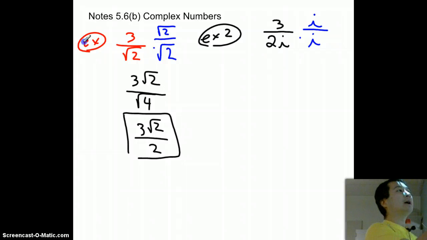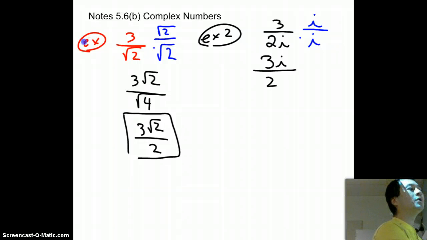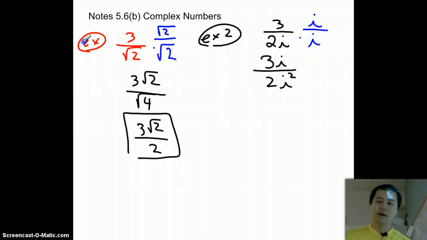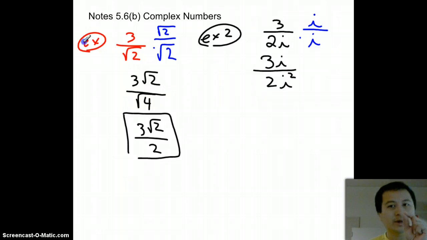The top becomes 3i. And why top and bottom? Because i divided by i is just 1. The bottom becomes 2i squared. And you could ask, well, Mr. Tang, that didn't get rid of i at all, you just made it i squared. But remember, what's i squared again? i squared is -1.